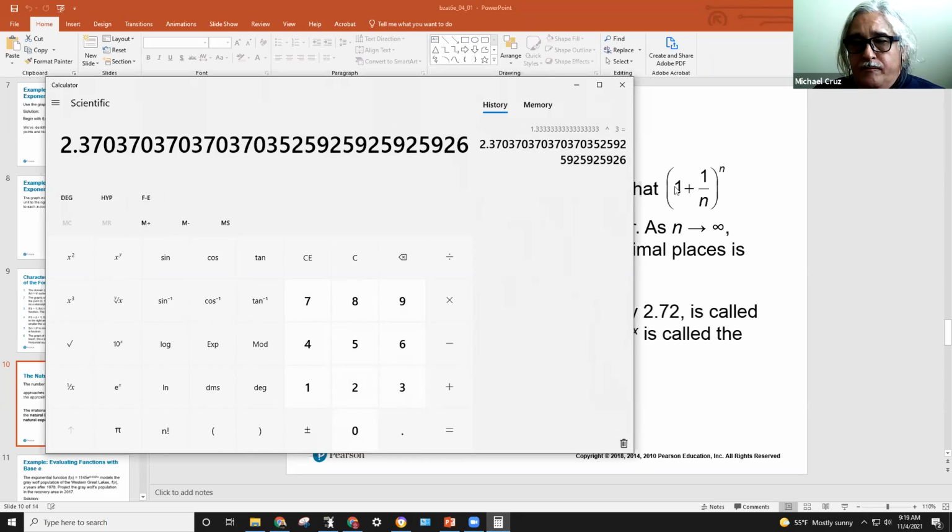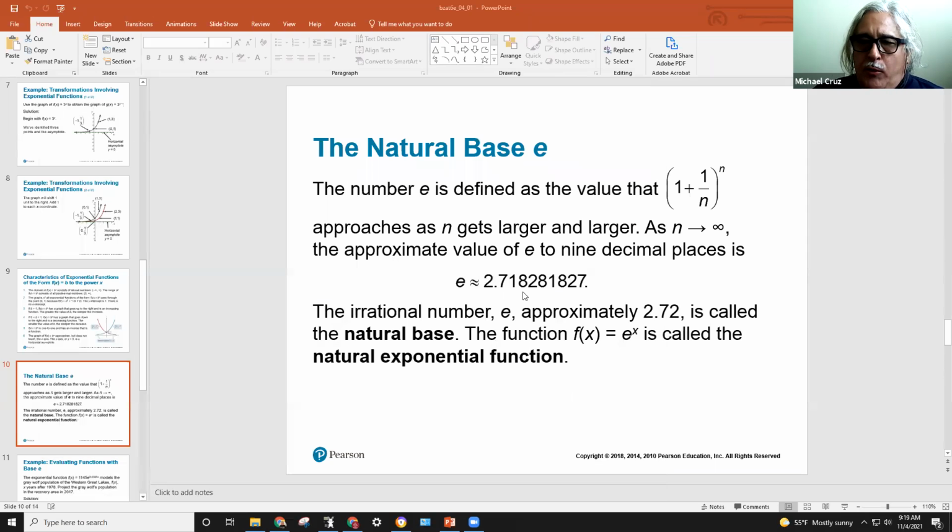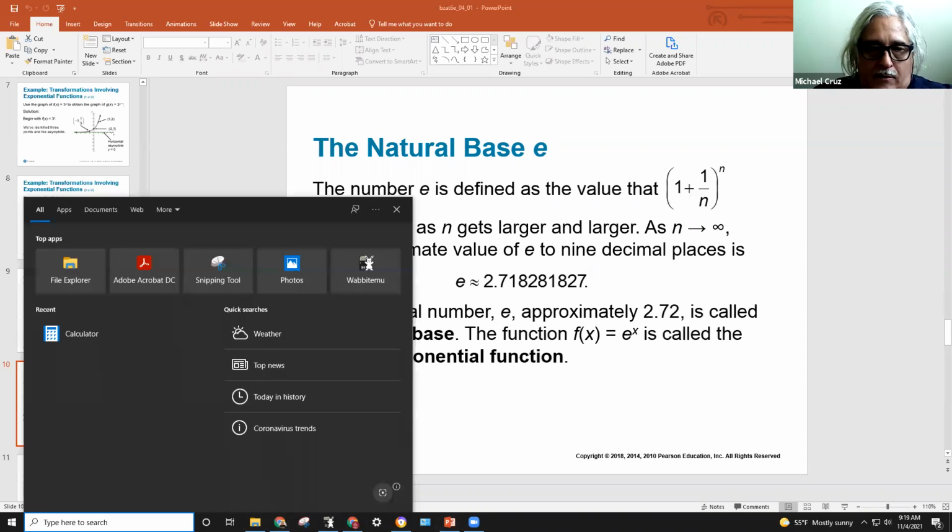Now, we can put 4 and it's going to get closer and closer. So that's where that value comes from, 2.718 and on and on. And the best way to do it is on your calculator, you've got that.